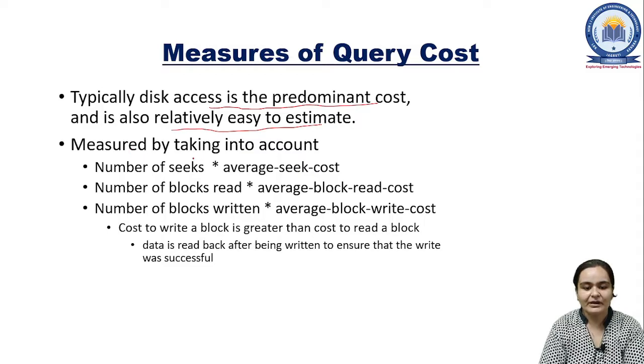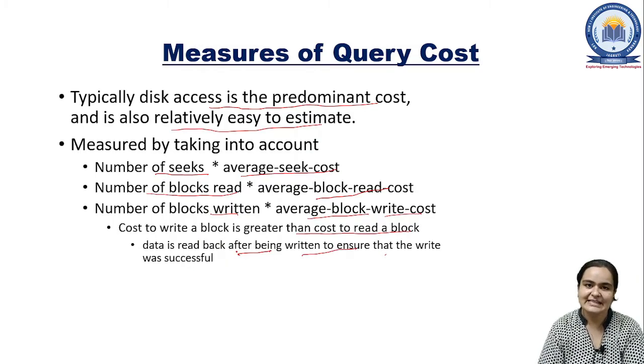It is measured by taking into account the number of seeks required and the average seek cost, the number of blocks read and the average block read cost, and the number of blocks written and the average block write cost. The cost to write a block is greater than the cost to read a block, because the data is read back after being written to ensure that the write was successful.